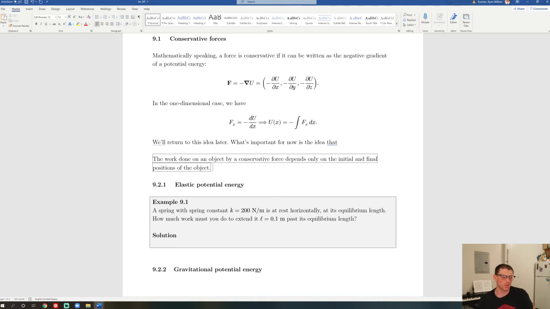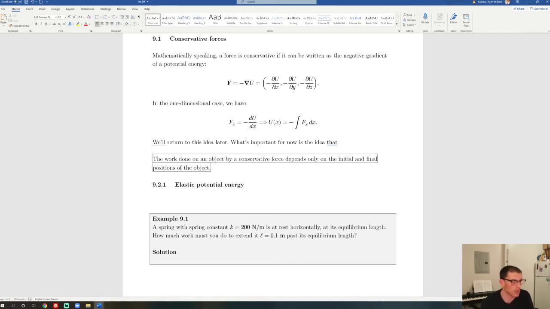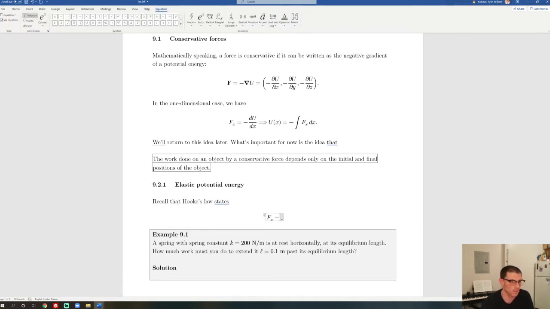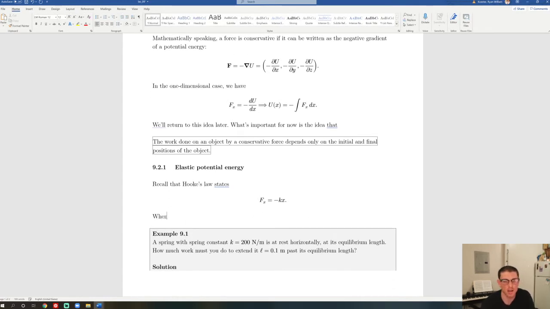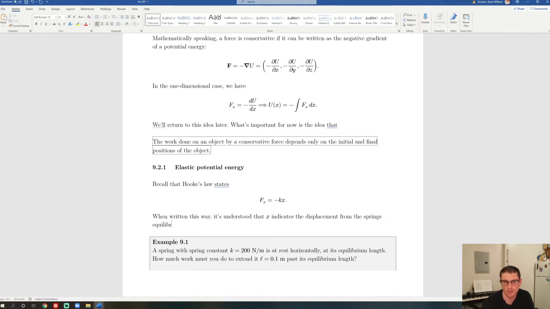Okay, so let's look at what this looks like for, say, the spring force. We're going to talk next about elastic potential energy. And so I'm going to say recall that Hooke's law states that F sub x equals negative kx. This is a little bit different than I wrote it previously, so I'm just going to also say that when written this way, it's understood that x indicates the displacement from the equilibrium position, from the spring's equilibrium position.